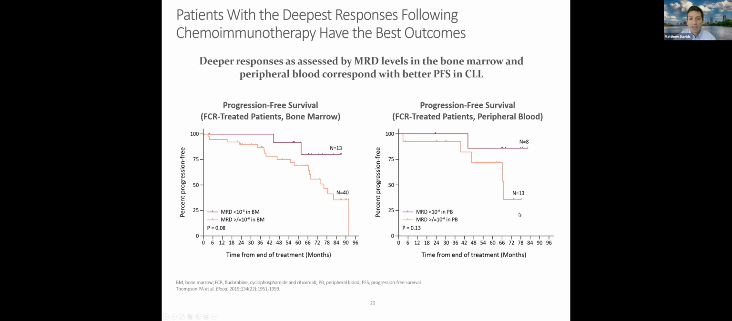There's also some emerging data suggesting that the deeper levels of MRD may actually be better predictors of progression-free survival than even lower level regular MRD testing, like the flow-based testing. And so these are a small number of patients here.